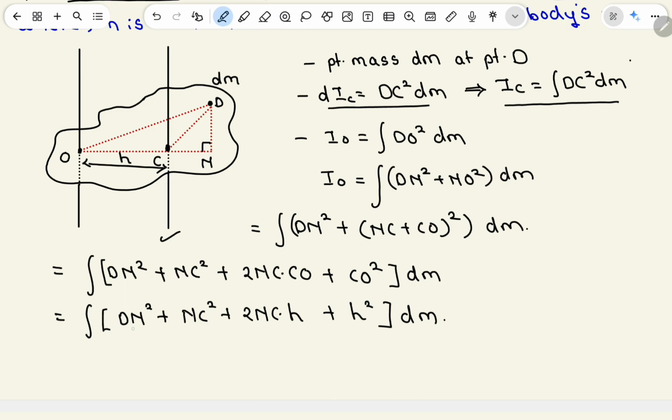Now, if you look at the diagram, dN square plus NC square can be written as dC square. So integral dC square plus 2NCh plus h square, dm. So this is what we have. Now let's open the bracket and multiply the dm with all the terms inside the bracket.